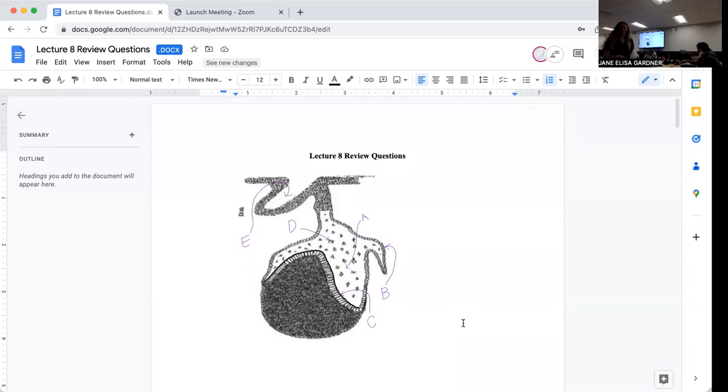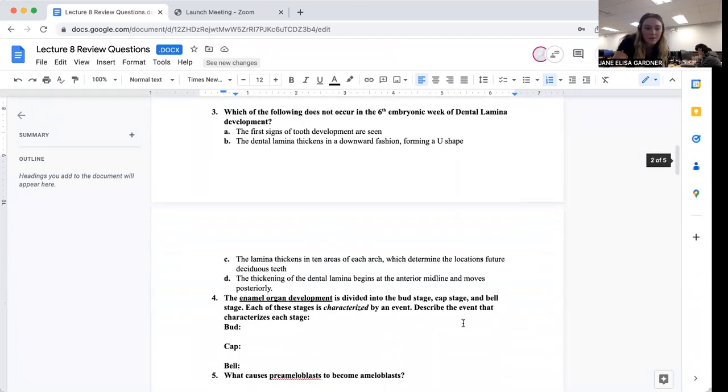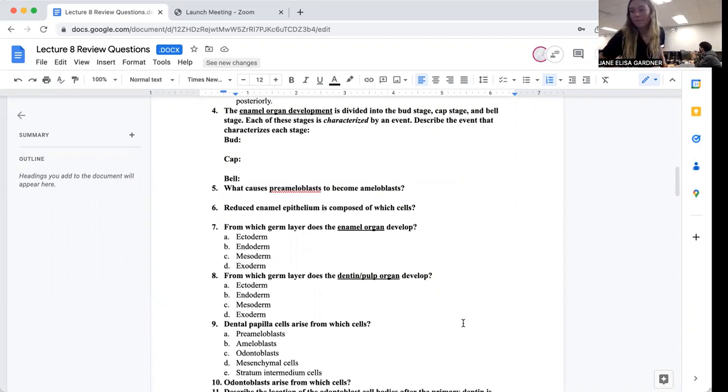What are we on, 7? Okay, from which germ layer does the enamel organ develop? Yes, I like to remember this because enamel's on the outside, same with ectoderm. It's ectoderm. And then 8, which germ layer does the dentin and pulp organ develop? So what's one layer in from ectoderm, since dentin is one layer in from enamel? Yes, good job.